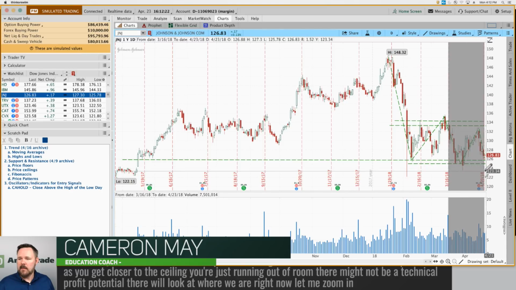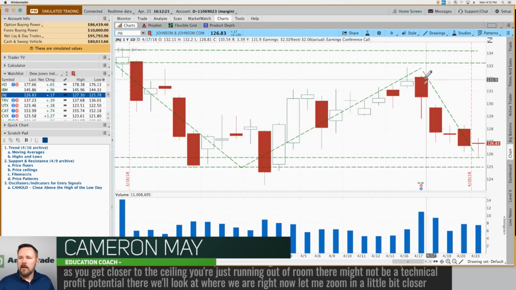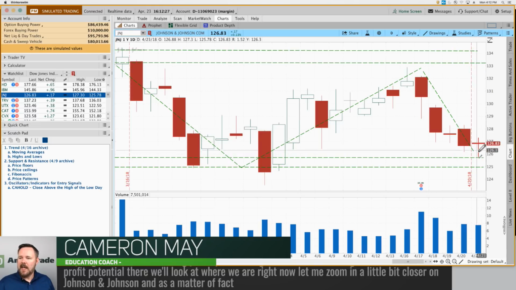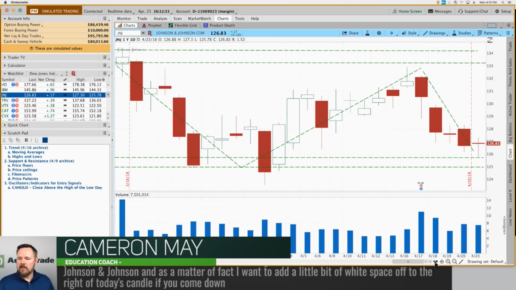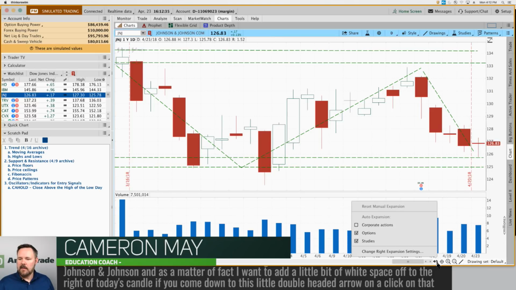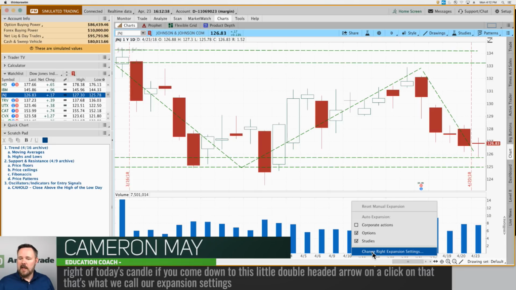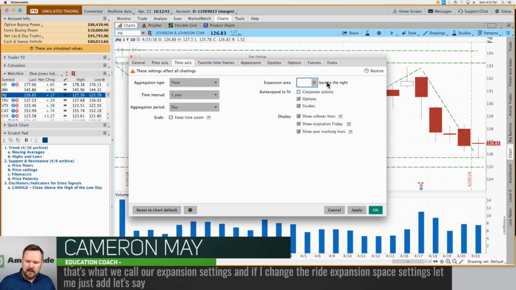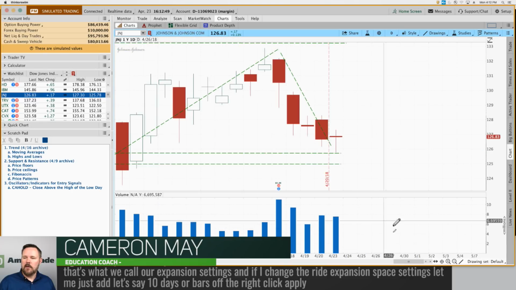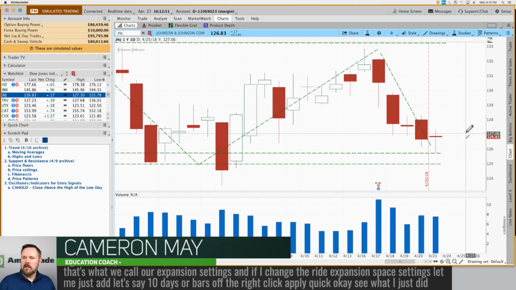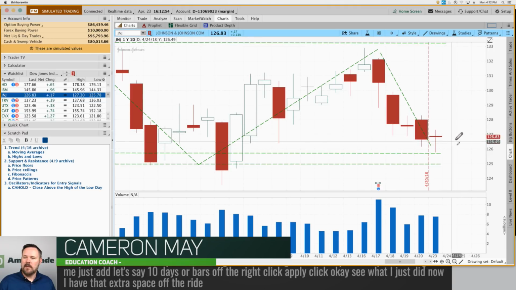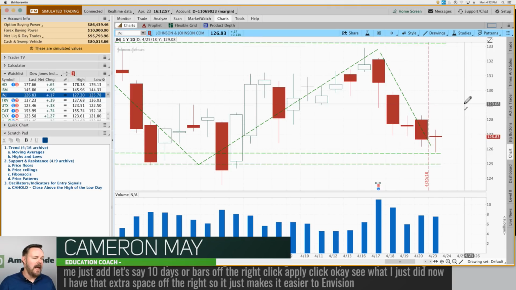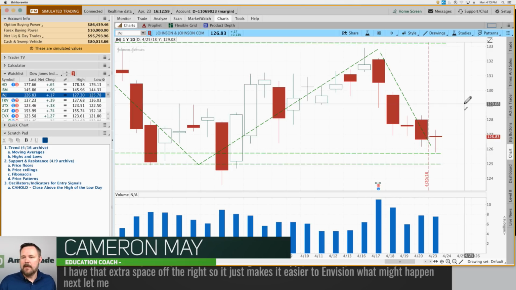Let me zoom in a little bit closer on Johnson & Johnson. And as a matter of fact, I want to add a little bit of white space off to the right of today's candle. If you come down to this little double-headed arrow, I'm going to click on that. That's what we call our expansion settings. And if I change the right expansion settings, let me just add, let's say, 10 days or bars off to the right. Click Apply, click OK. See what I just did? Now I have that extra space off to the right, so it just makes it easier to envision what might happen next. That makes sense?